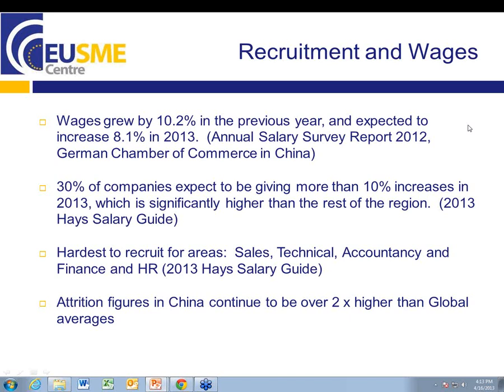Just to give you a comparison to other parts of Asia, in Hong Kong, Singapore, and Malaysia, over 50% of companies are increasing 3 to 6%. So that's still far lower than the percentage increase we see here in China as an average. And in Japan, it's less than 3%. So, relatively speaking, the increases are high, yet they're softening, certainly softening a bit.